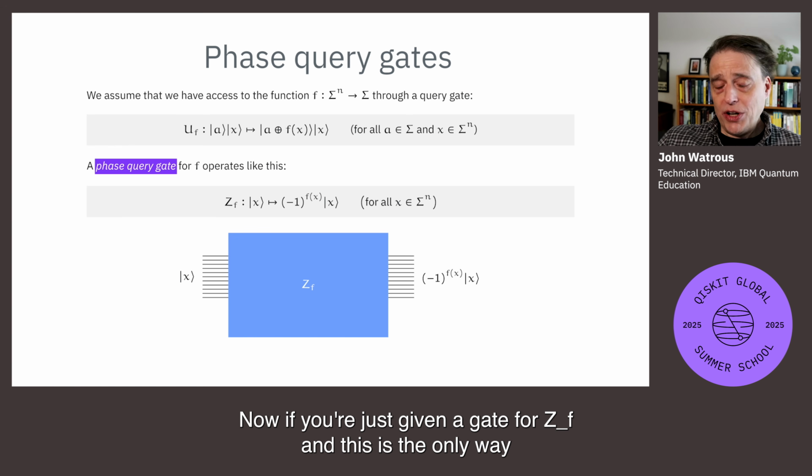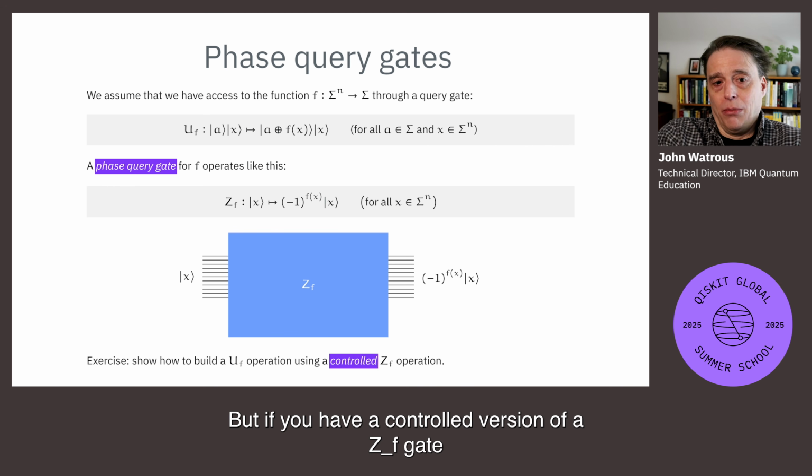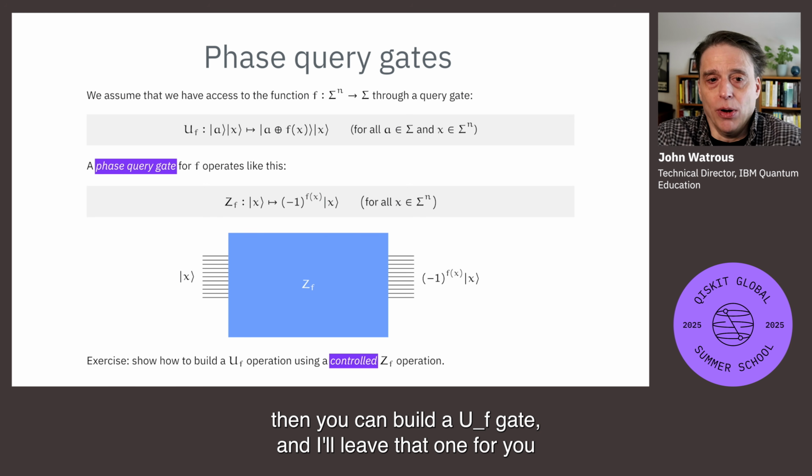Now, if you're just given a gate for ZF, and this is the only way that you can access the function f, then you actually can't recover a UF gate. But if you have a controlled version of a ZF gate, then you can build a UF gate, and I'll leave that one for you as an exercise.